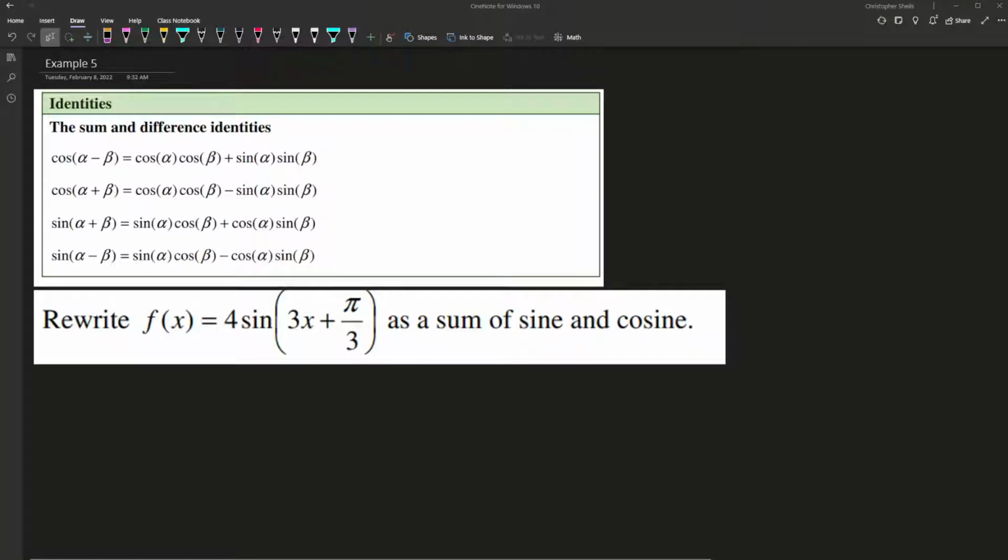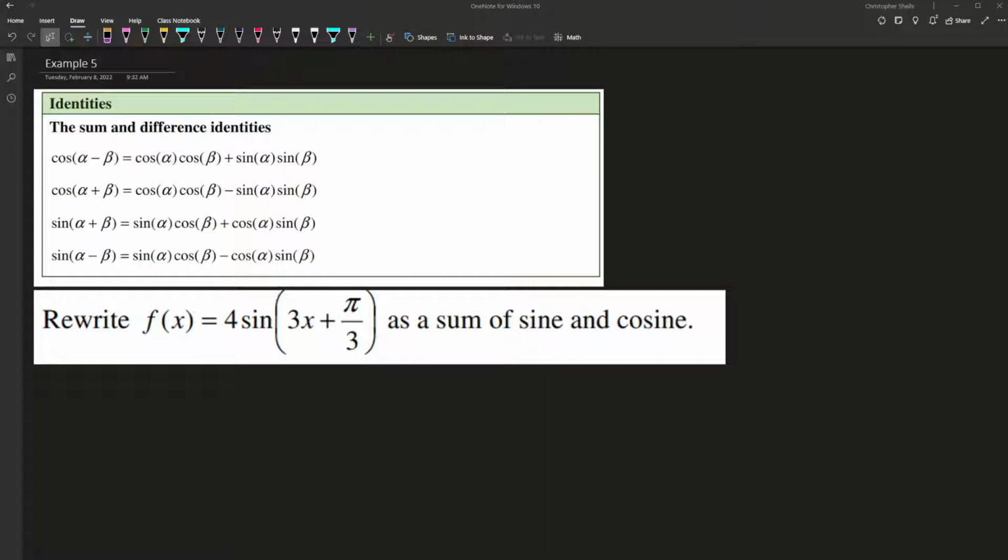All right, so we're going to pick back up in section 7.2 where we left off. We're going to look at this example here. I have the identities that we need on screen in case we don't have them written down. I'm not going to linger too long on those, so if you need them, you can pause the video and write them down.